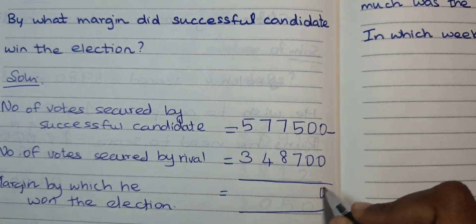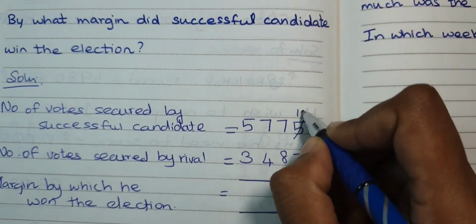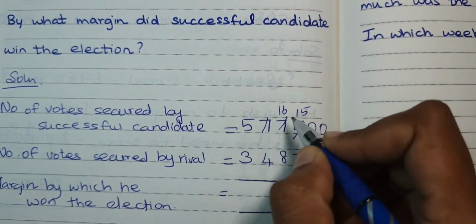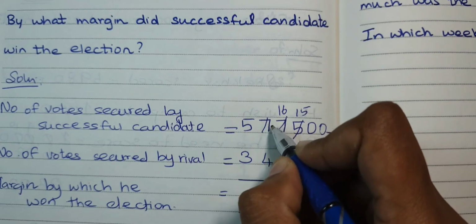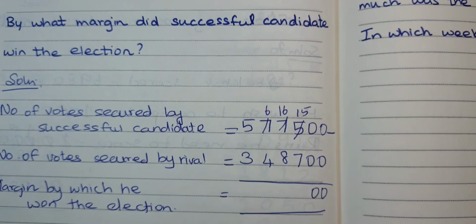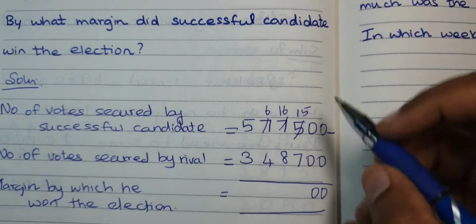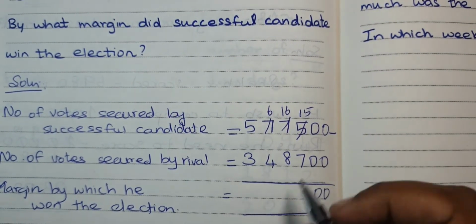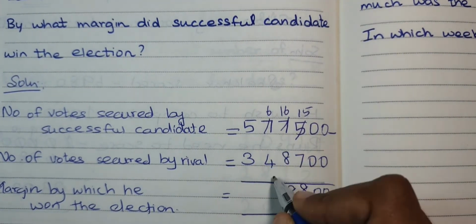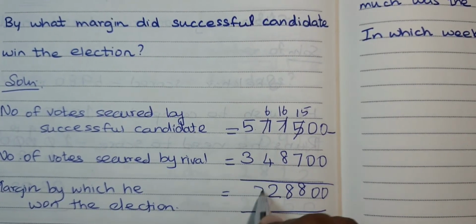0 minus 0, 0. 0 minus 0, 0. I can't subtract 5 minus 7, right? So I have to borrow. This will become 15, this will become 6. Again, I can't subtract, so I borrow 16, and this 7 will become 6. Basic addition subtraction video link also I have given in the description. You can click and check. So 15 minus 7, 8. 16 minus 8, 8. 6 minus 4, 2. 5 minus 3, 2.